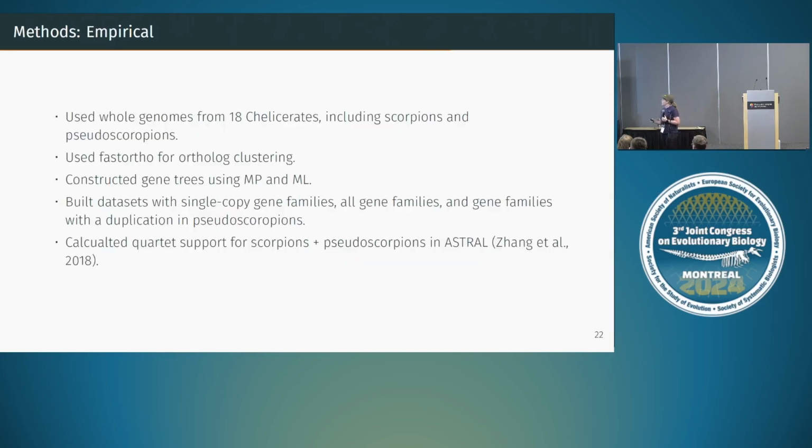So we used whole genomes from 18 chelicerates, including scorpions and pseudoscorpions, and we used FastOrtho for ortholog clustering. We then constructed gene trees with parsimony and likelihood, and we built 3 different data sets: one with our single copy genes, one with all our gene families, and one with gene families that have a duplication in pseudoscorpions. We then calculated quartet support for scorpions and pseudoscorpions as sister taxa using ASTRAL.